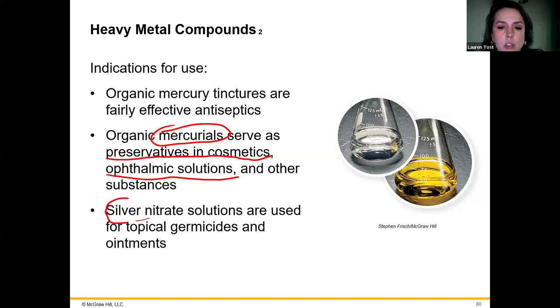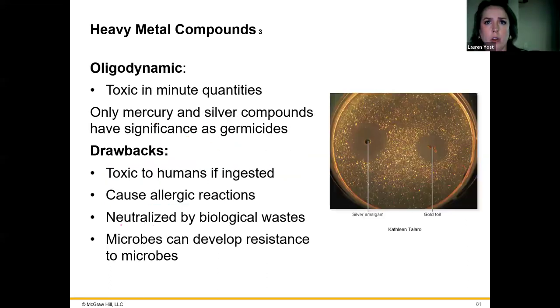Silver nitrate solutions are used for topical germicides and for ointments. So we know silver is pretty effective as an antimicrobial. It's relatively safe for people to be exposed to. They are oligodynamic, however you want to say it, I don't care. But they will be toxic in very minute, small quantities. Mercury and silver have significance as germicides. Anything else, even gold, because it's showing gold here, stopping growth of microbes, that's not super effective at it. So we're reaching more for silver and mercury. It can be toxic in higher amounts, and especially if ingested, can cause allergic reactions. It's neutralized by biological wastes, and microbes can develop resistance.